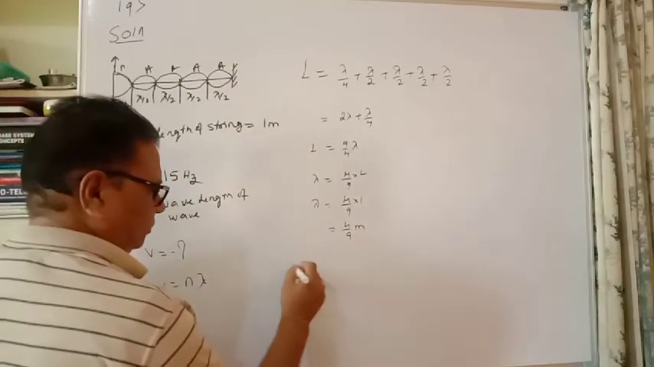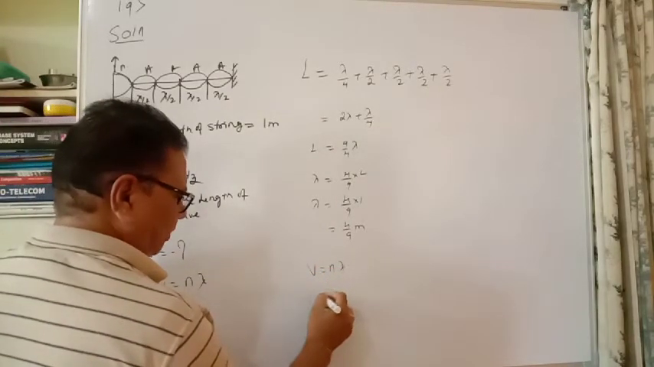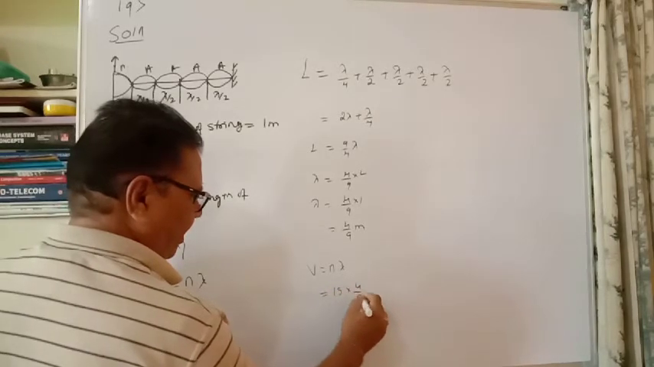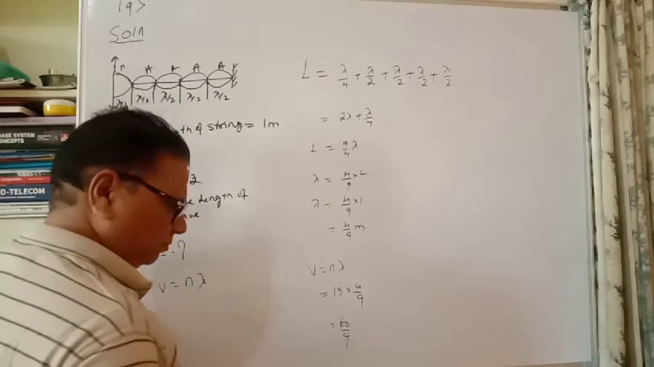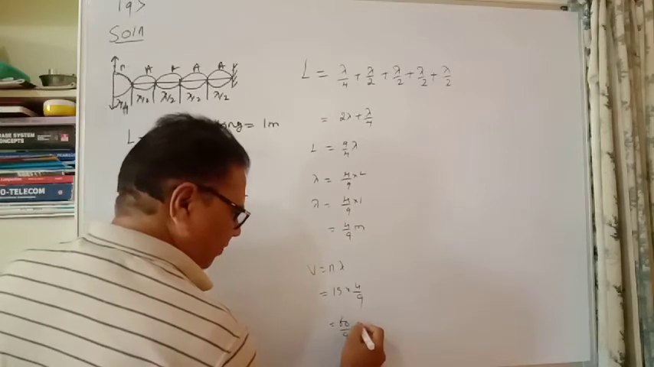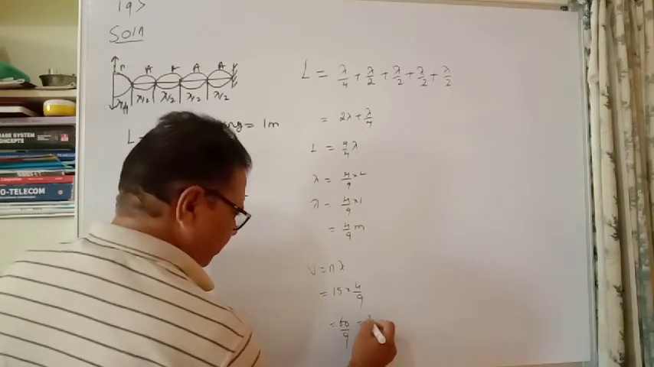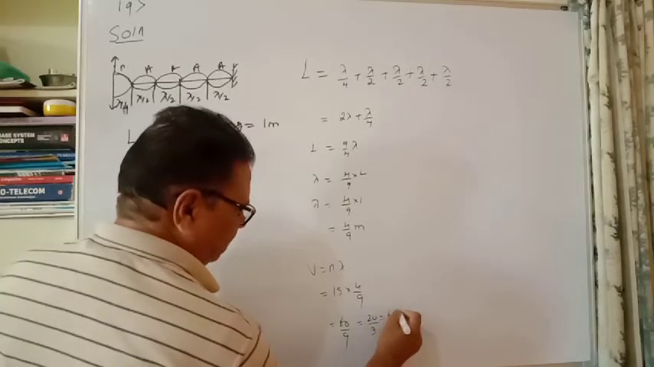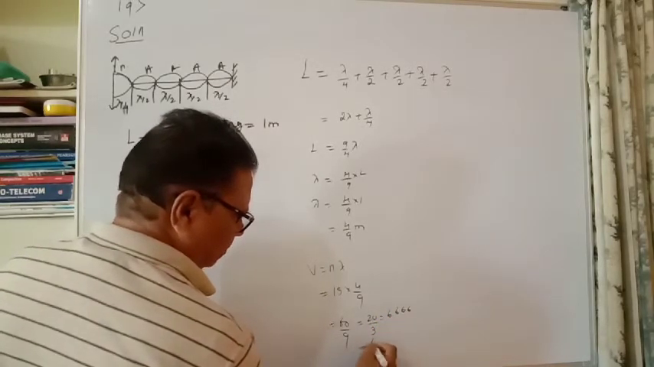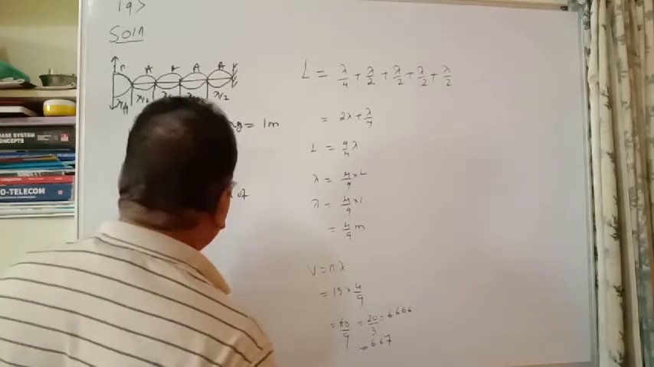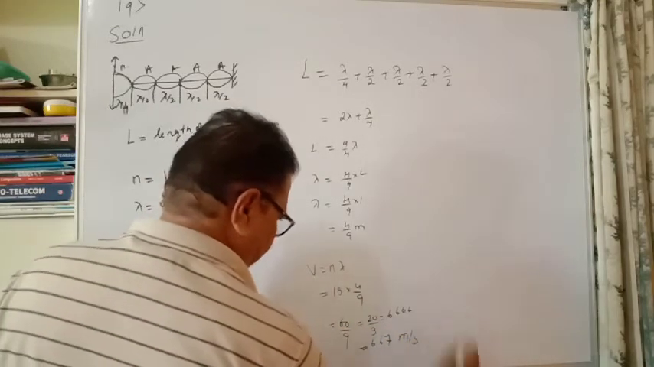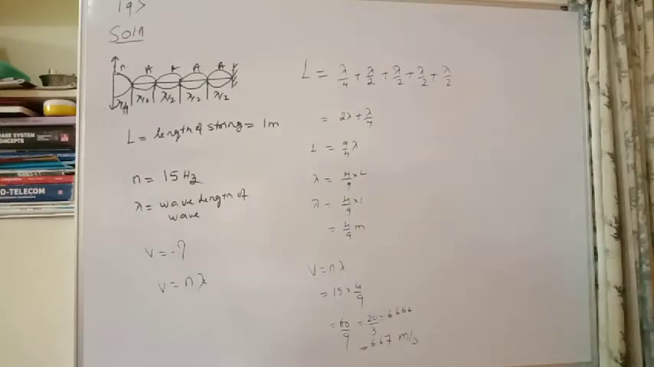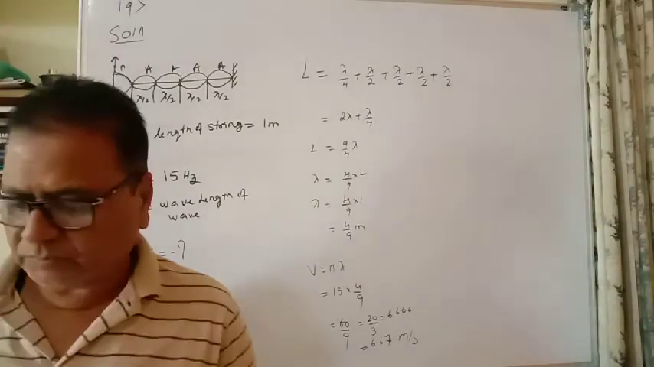Therefore, V is equal to n lambda. n is 15, lambda is 4 by 9. 15 times 4 is 60, 60 by 9, or again we simplify, if we divide it by 3, we get 20 by 3, or 6.6666, which is equal to 6.67. As all the quantities are in SI unit, we get 6.67 meter per second. The answer given in the book is the same. Okay.